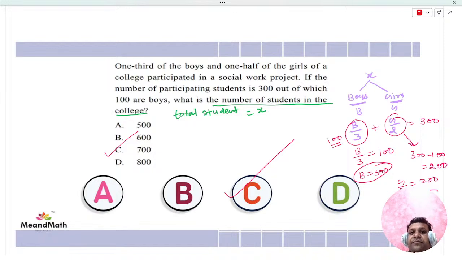Okay, 1/3 of the boys, b upon 3, plus half of the girls, g upon 2, is equal to 300. Total participating boys are 100, so participating girls are 200, because both together are 300. Just equate with the total students, you will get the answer: boys 300, girls 400, total 700.